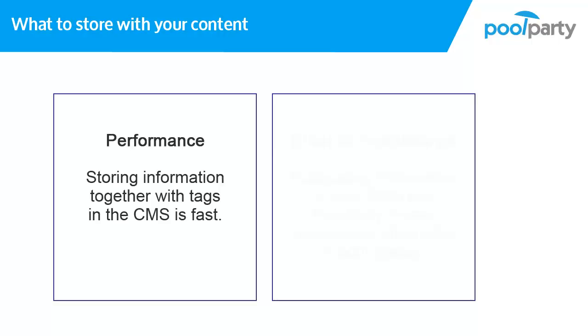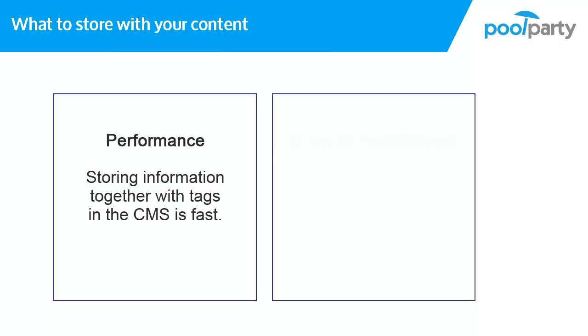There are two opposing considerations that drive the decision of which information you would like to keep in PoolParty and which information you would like to store in your content management system as well. The first consideration is related to performance. Storing information together with your content in the content management system will be faster than if you only store tag URIs with your content and have to refer back to the taxonomy to fetch additional information whenever you need it.